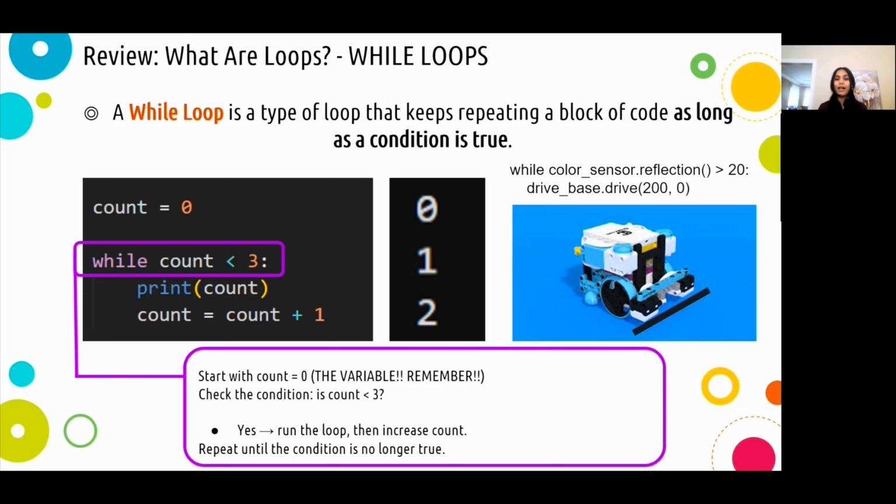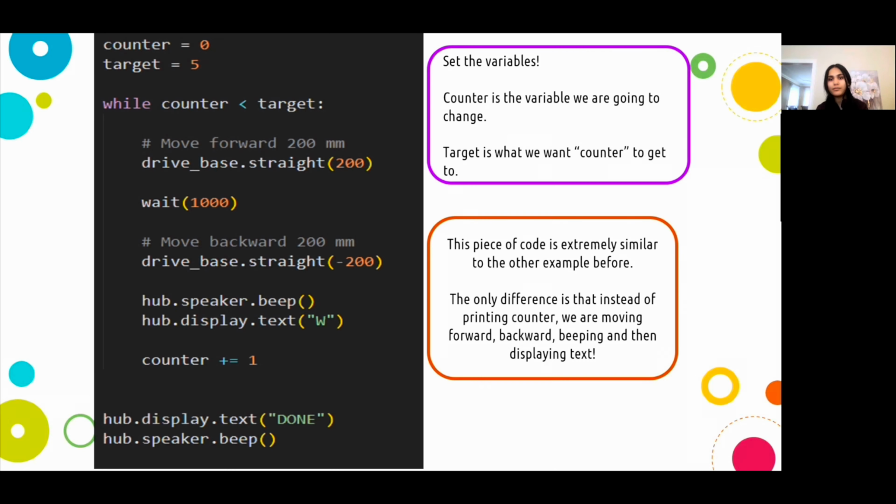In FLL, while loops allow repetition based on logic and sensor feedback, not just a fixed number. And that flexibility is critical in competition robotics. Now, let's look at a real robot example using a while loop. This is something you can absolutely try at home.